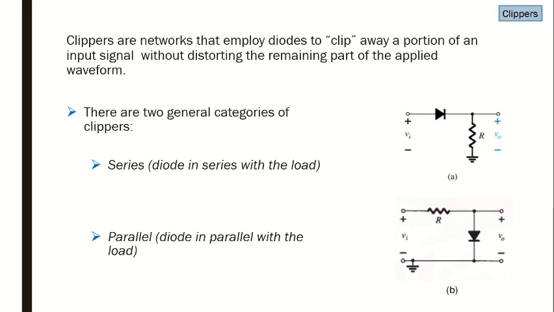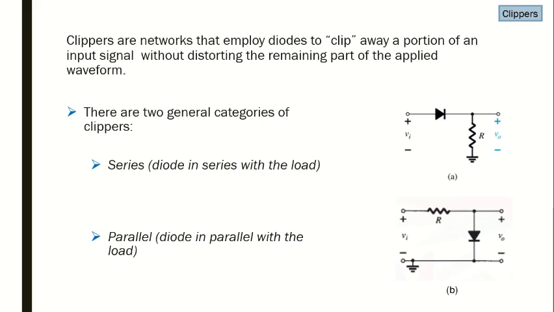There are a variety of diode networks called clippers that have the ability to clip off or truncate a portion of the input signal without distorting the remaining part of the alternating waveform. The waveform can be a sine signal, a square wave, or a triangular wave. So depending on the orientation of the diode in the clipper, the positive or the negative region of the input signal is clipped off.